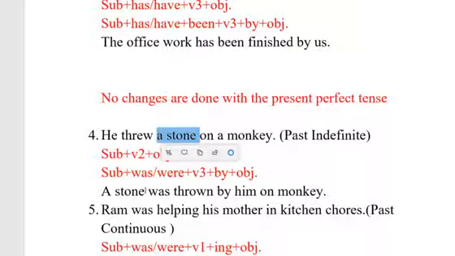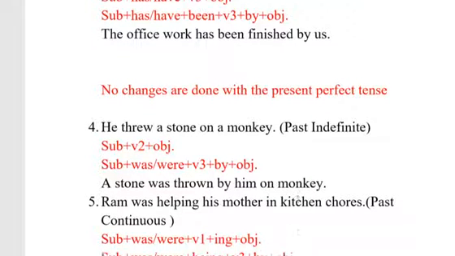A stone, and the helping verb was, as has been written over here as per the subject, was thrown by him on monkey. Here the subject was he and the object form of he is him. I hope you must have understood this one also.